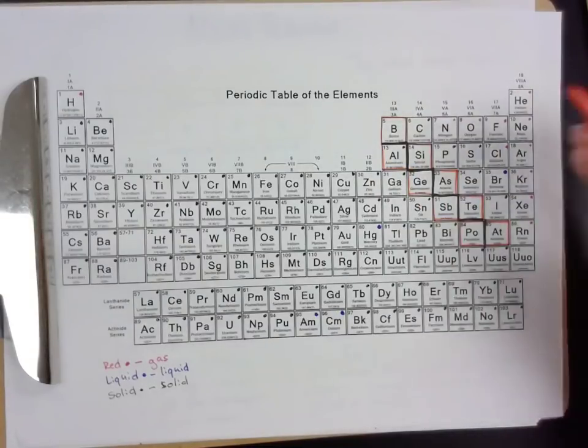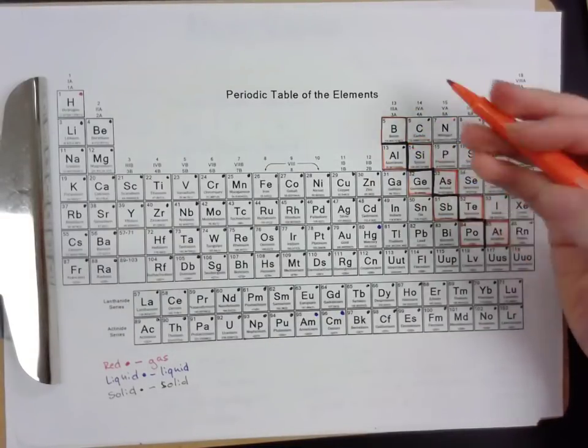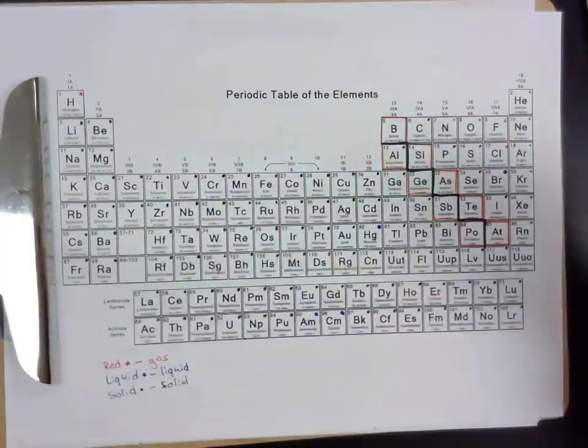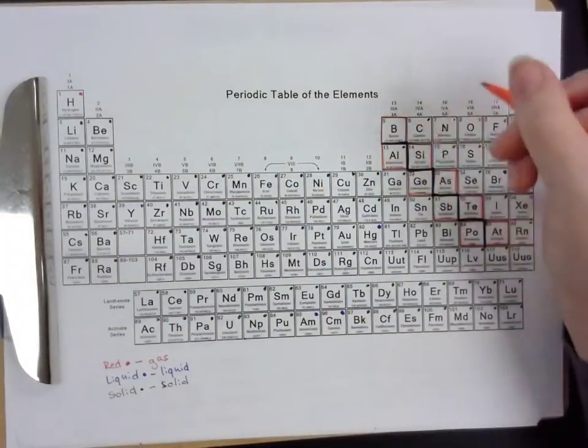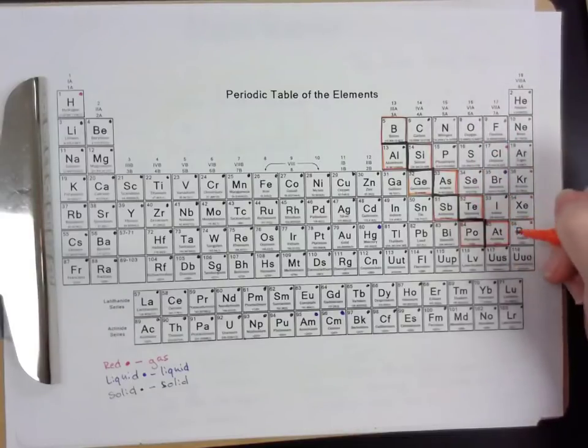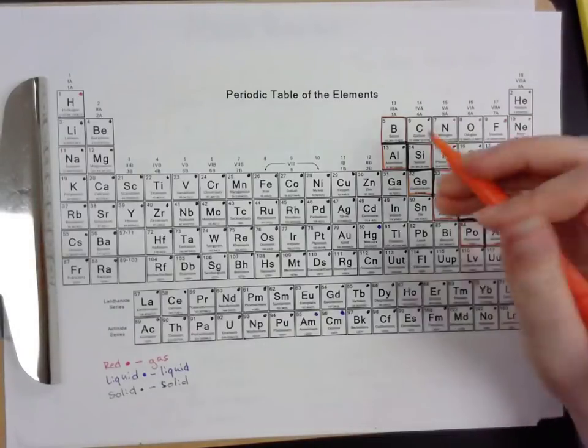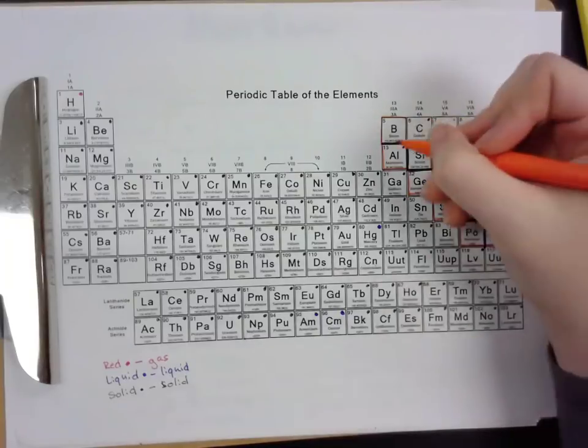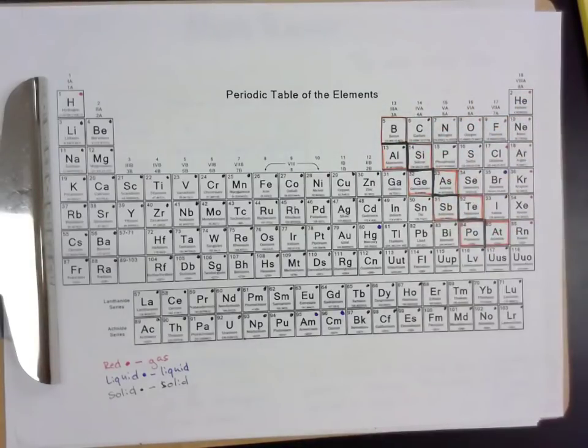Okay, so we've got boron. Oops, I should not have outlined aluminum. We'll go over that in a second. Got carried away. We've got boron, silicon, germanium, arsenic, antimony, tellurium, polonium, and astatine. These should all be outlined in orange. And they all come down that staircase.